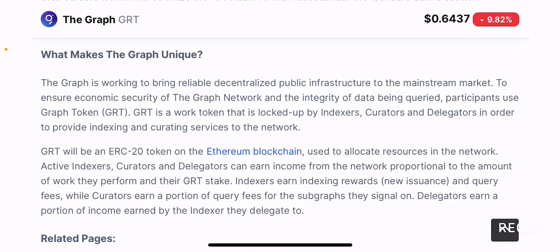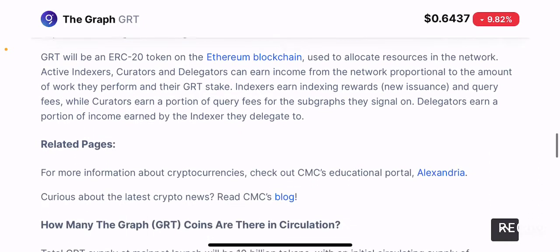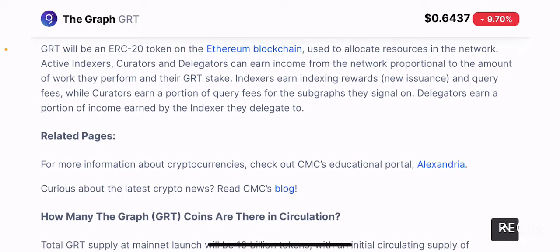In order to receive more Graph tokens, right? GRT will be an ERC20 token on the Ethereum blockchain used to allocate resources in the network. Active indexers, curators, and delegators can earn income from the network proportional to the amount of work they perform and their GRT stake, right? Indexers earn indexing rewards, new issuance, and query fees, while curators earn a portion of query fees for the subgraphs they signal on. Delegators earn a portion of income earned by the indexer they delegate to.